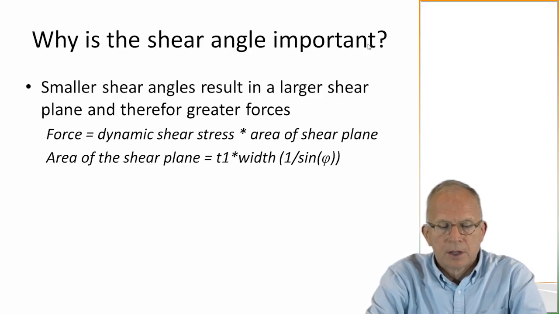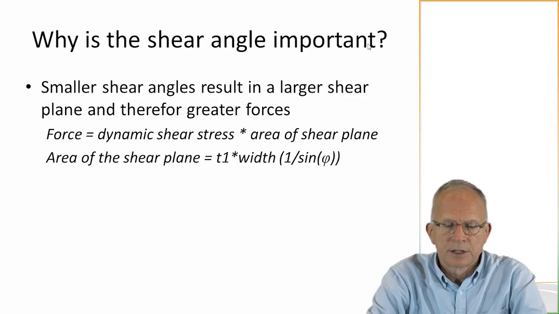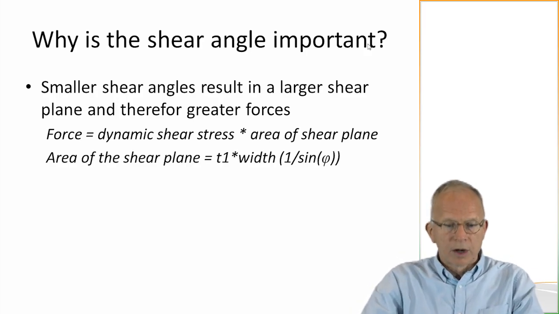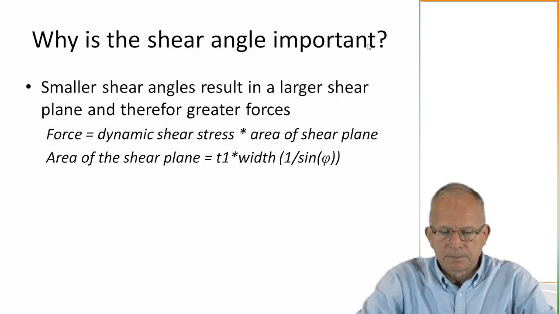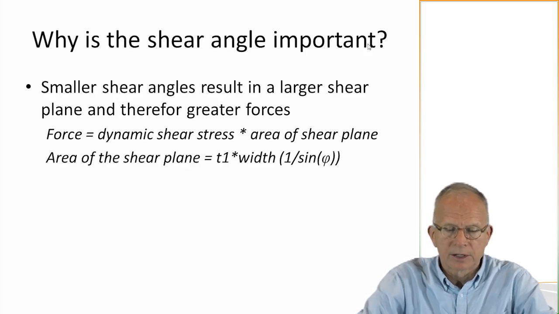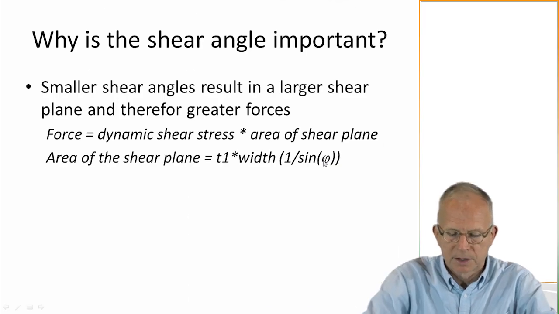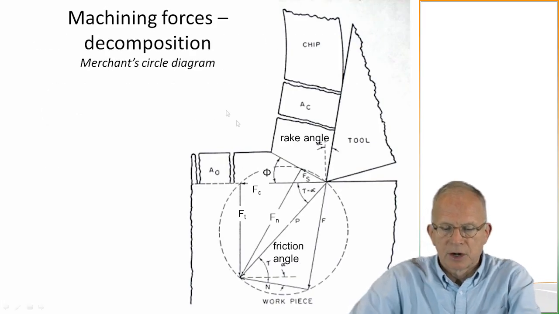All right, so smaller shear angles result in a larger shear plane and therefore greater forces. So the force is the dynamic shear stress times the area of the shear plane, and the area of the shear plane is the uncut chip thickness T1 times the width divided by the sine of the shear angle. And I apologize there for the different symbols. For some reason, it picked up a different symbol. But it's the same as the shear angle here.